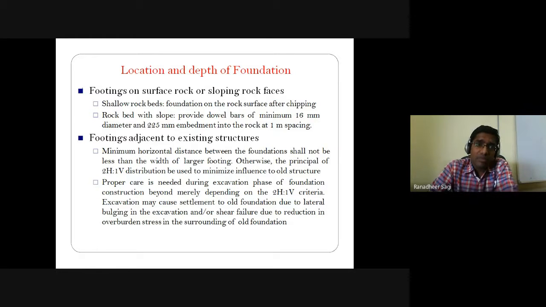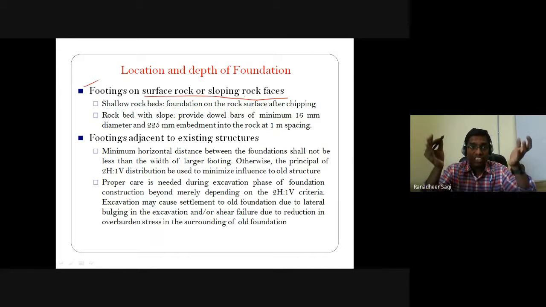And whenever you are taking up the construction of footings on rock surface or sloping rock surfaces, you have to be a little careful, because your foundation shall not be directly constructed on the surface of the rock. Rather, the top surface of the rock has to be a little chipped, so that when you construct your foundation on that chipped surface, a proper bond gets developed between your foundation and the rock strata which is existing there.